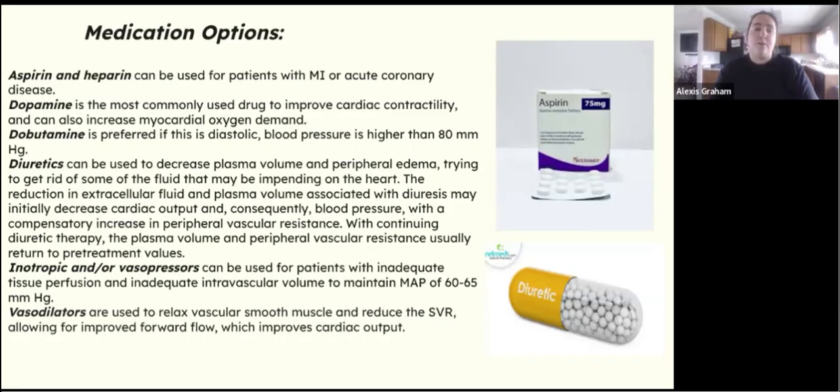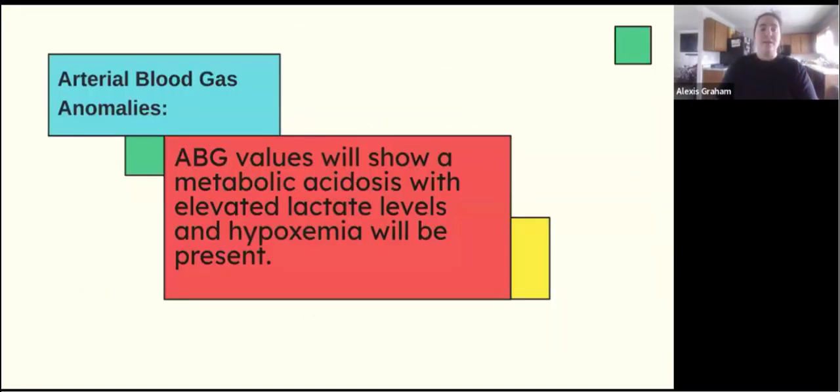You can also use inotropes or vasopressors for patients with inadequate tissue perfusion and inadequate intravascular volume to maintain a mean arterial pressure of 60 to 65. And then vasodilators are used to relax vascular smooth muscle and reduce the SVR, allowing improved forward flow, which improves cardiac output. ABG anomalies. So these values will show a metabolic acidosis with elevated lactate levels, and hypoxemia will be present.